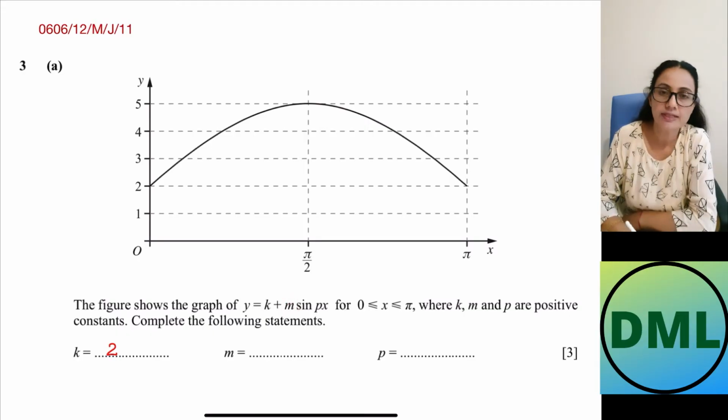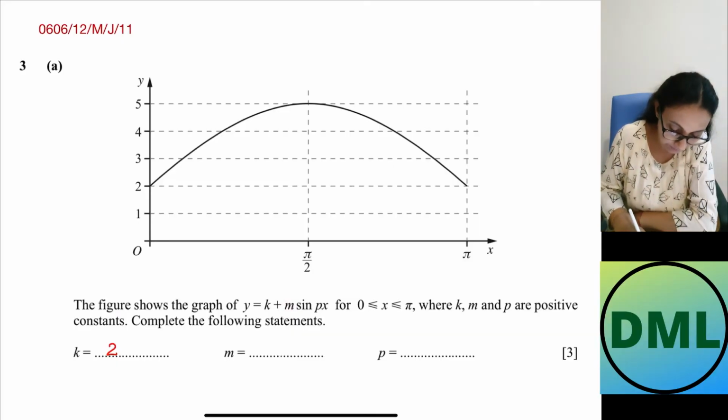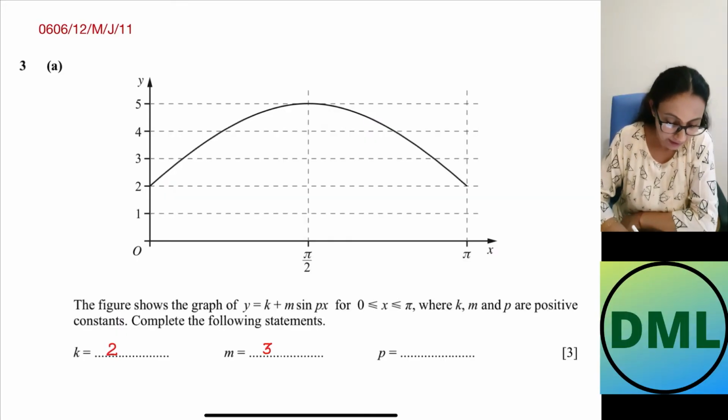How many units is it going above the axis? Axis is at 2. It is going 1, 2, 3 units up. So the amplitude is 3. The value for m is 3. Let's substitute the value here. Now I need to calculate my value for p. The value for p will be given by 2 pi over period. What is the period? I need to calculate in which radian my one cycle completes. As you can see from here, the graph starts from 0 and this is my half cycle.